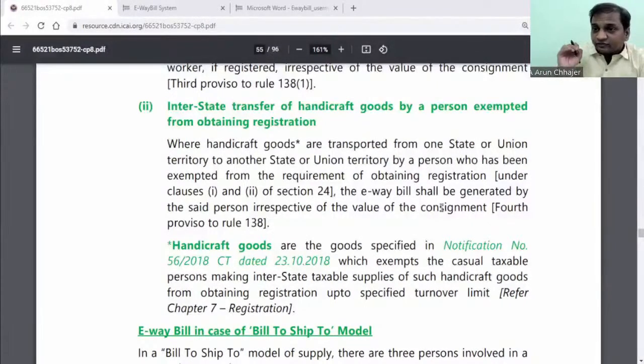Sometimes in CIF, you know the terms CIF and FOB. In case of CIF, cost insurance freight, the supplier is responsible to make the delivery of the goods at the customer location. In that case, the supplier is the person who caused the movement of the goods. Is it clear? Kindly confirm.